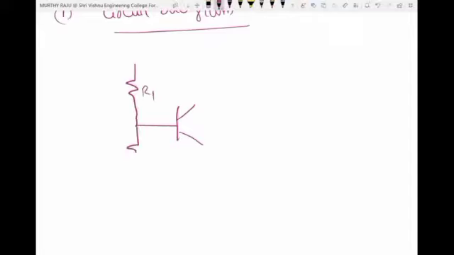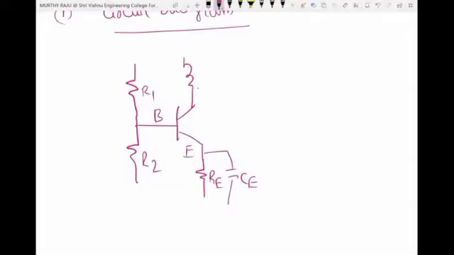R1, R2 are the biasing resistors. This is the base terminal. This is the emitter terminal. This is RE, emitter resistance. CE, emitter bypass capacitance. This one is RFC, radio frequency choke. This one is VCC.